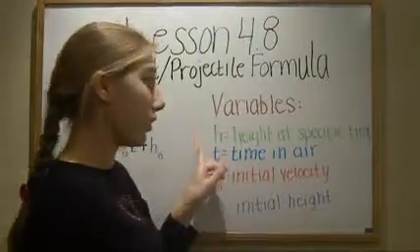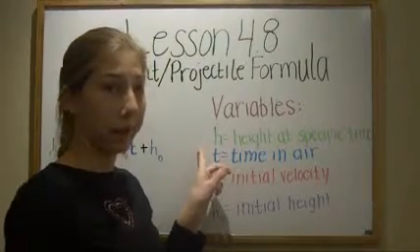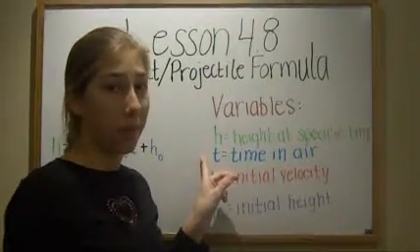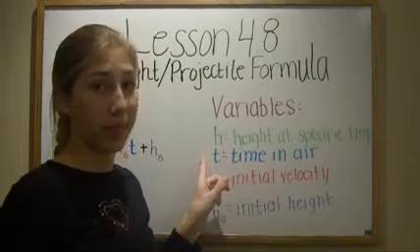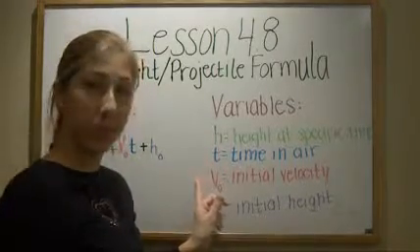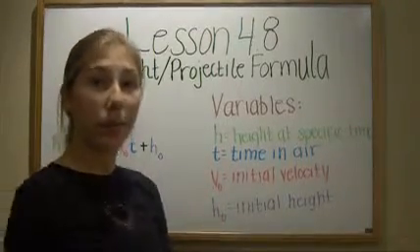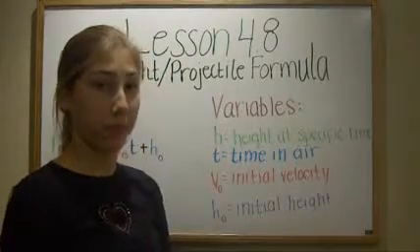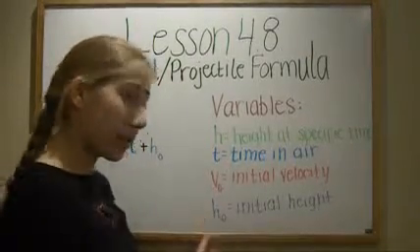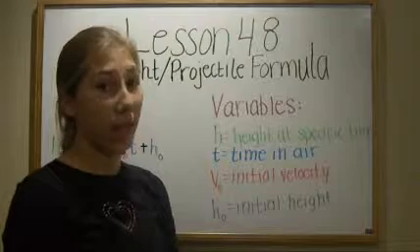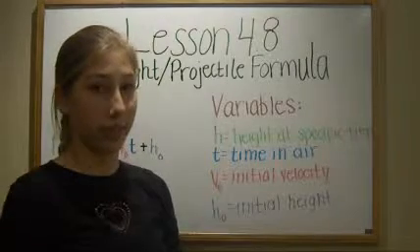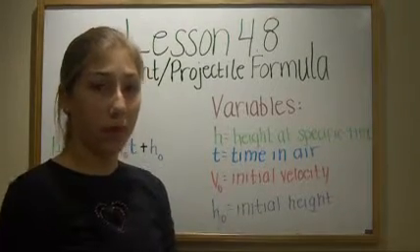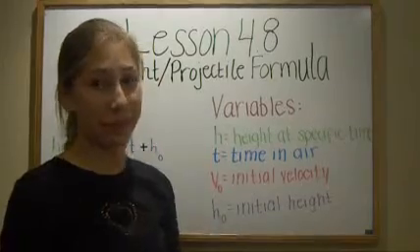Well, h is the height at a specific time, t is time itself, or the time an object spends in the air. V sub 0 is the initial velocity, or the speed and direction at which an object is first projected. And h sub 0 is the initial height, the height at which the object is first projected. I'll give you a moment to copy these down, or just let them sink in.